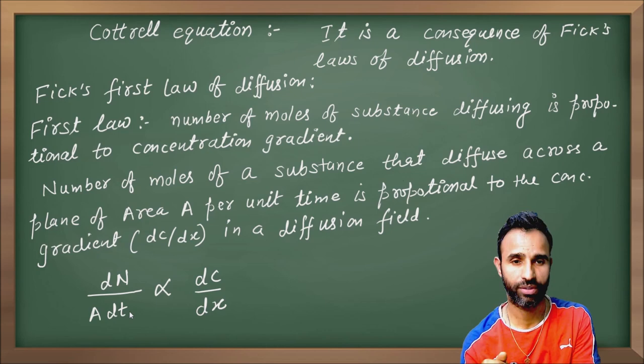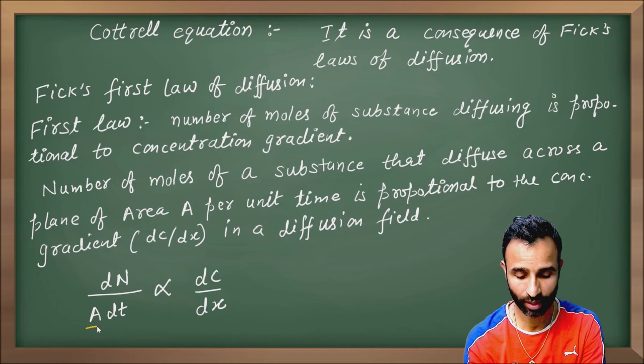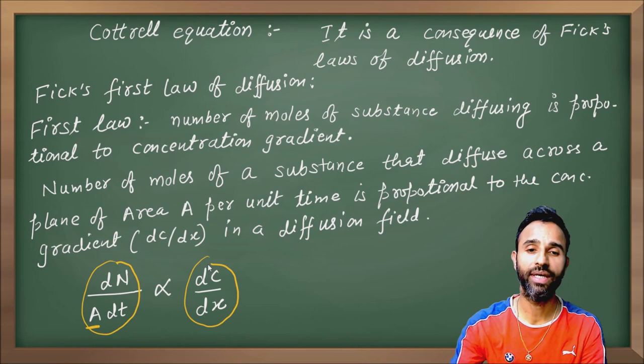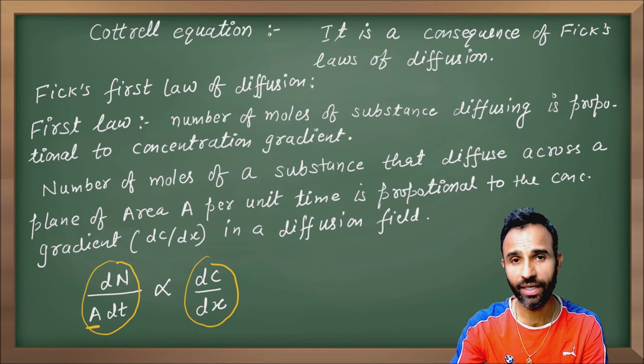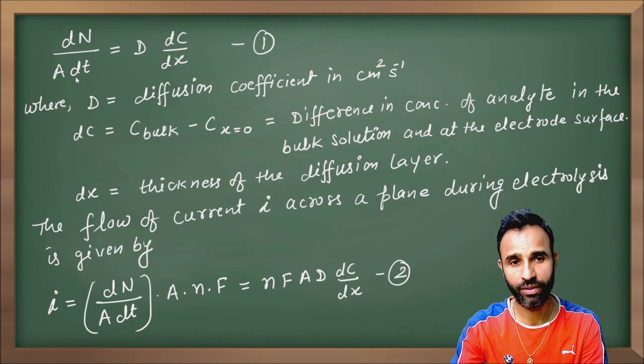So number of moles of substance dn that diffuse across a plane of area capital A per unit time is proportional to the concentration gradient, that is dc by dx in a diffusion field. And the constant of proportionality is capital D, which is diffusion coefficient. And its unit is centimeter square per second. So dn by A dt equal to D dc by dx.